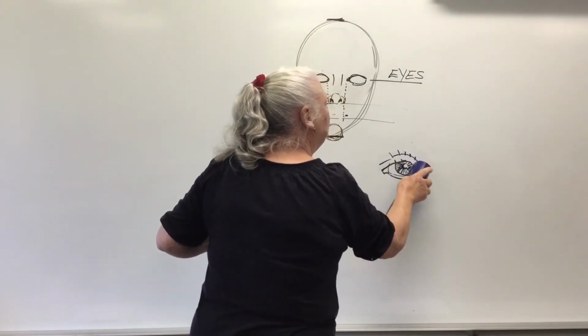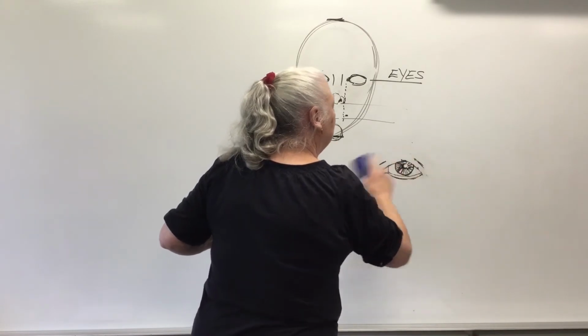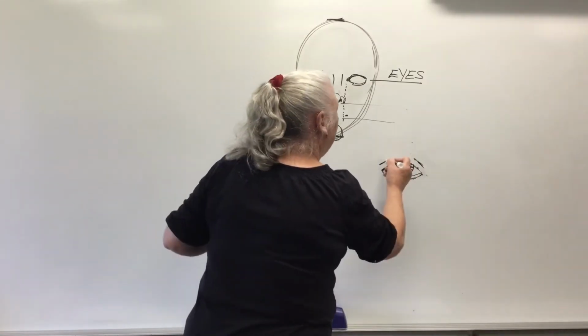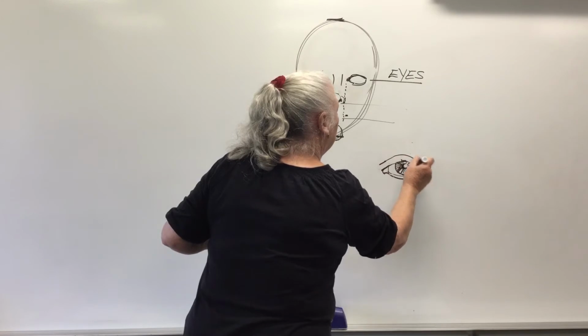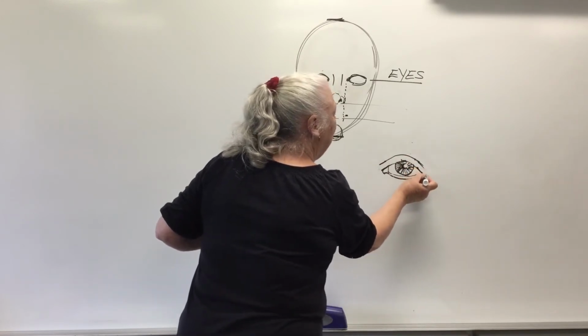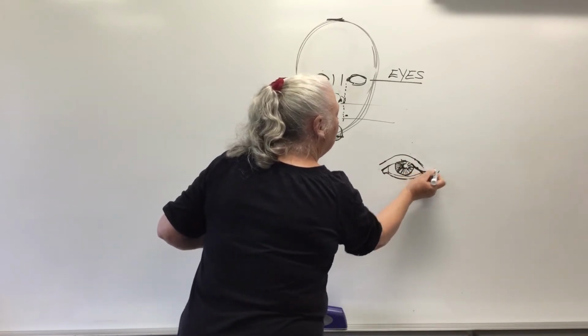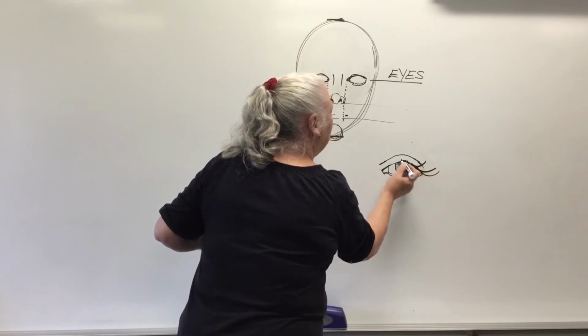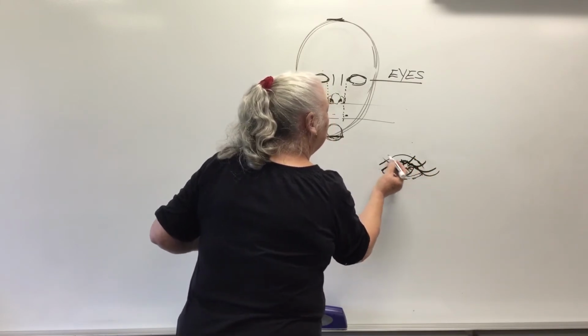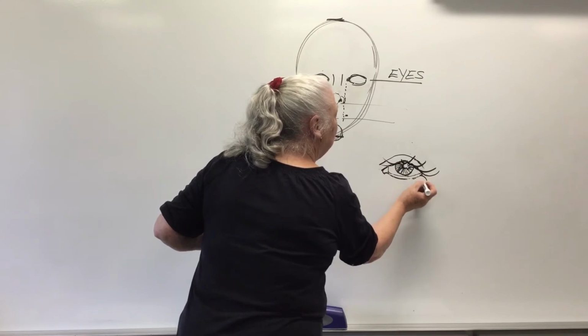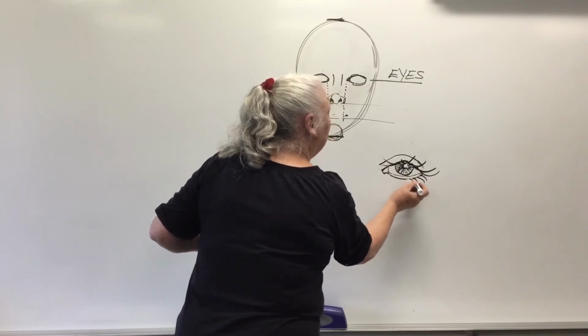So we have to draw them. Here's your eyelid. We have to draw them coming out and up, out and up, out and up, out and up, like this. And then we have some smaller ones on the bottom.